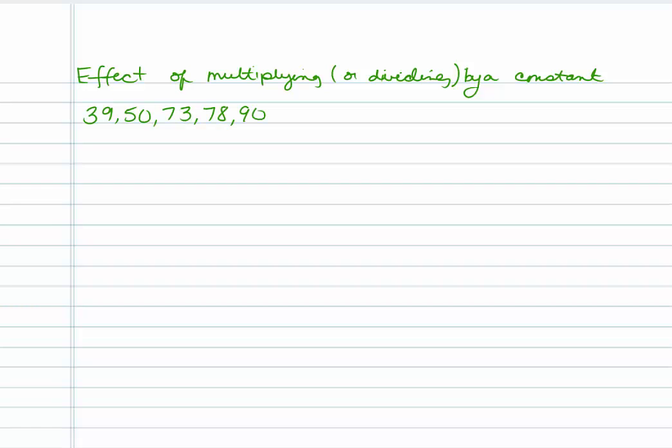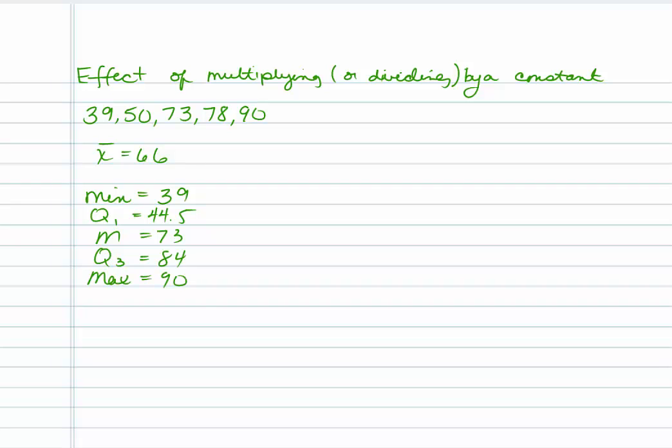the comparison of what happens when we have this data, which we already have all the information on in your notebook about the mean, the min, the quartile 1, the median, quartile 3, the max, and the standard deviation was 20.9.